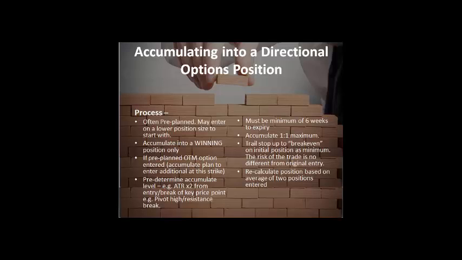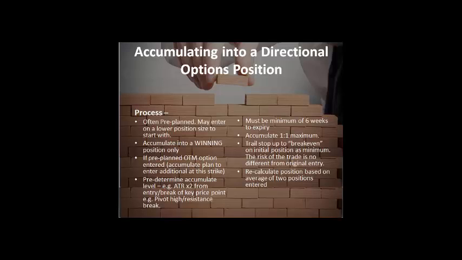If it is pre-planned, then we usually enter an out-of-the-money option, and we plan to accumulate additional contracts at this strike. So, for example, if the underlying stock's trading at 25, we may enter a $26 call with the idea that if it breaks 26, we may subsequently enter more of the 26 call that we've already got in place. We predetermine an accumulation level.